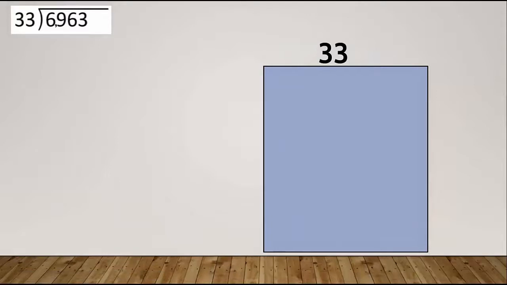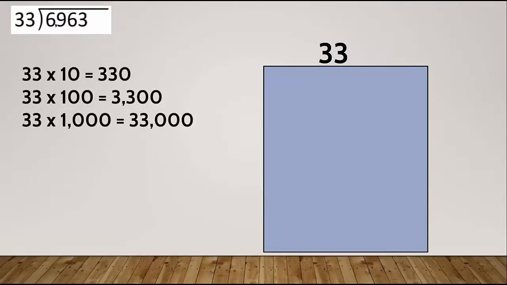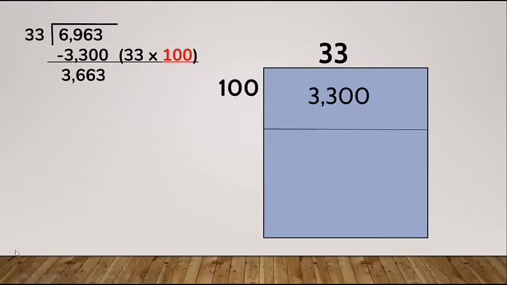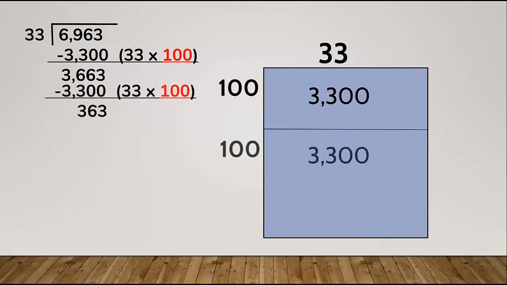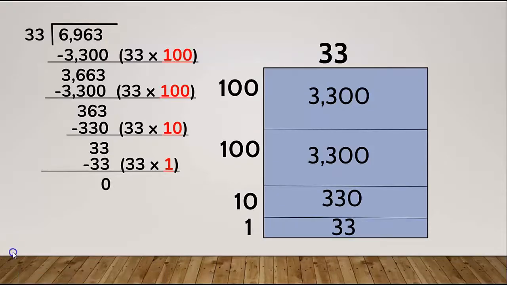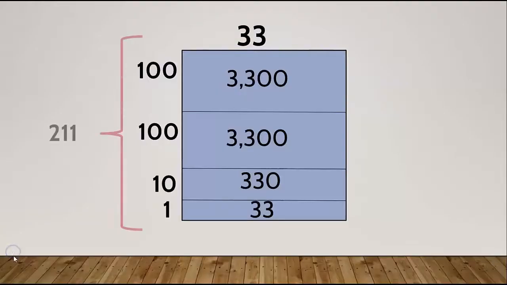Since we know the length of one side is 33, we'll look at the 33 multiplied by the powers of 10 to get as close to the dividend 6,963 as possible. Students should notice that 33 times 1,000 is too large, but 33 times 100 will work. Students will section off a part of their area model. We're just breaking up our area model into smaller pieces of the whole. Notice that this also models the partial quotient strategy students will be working with. The sum of these partial quotients is the answer.